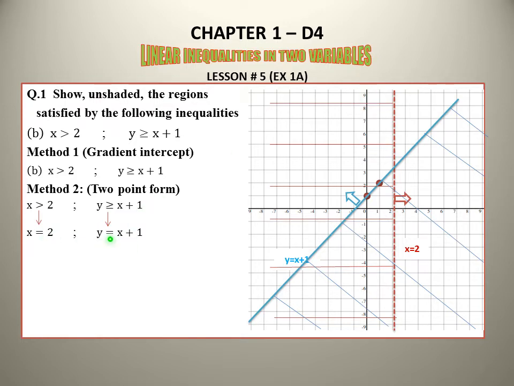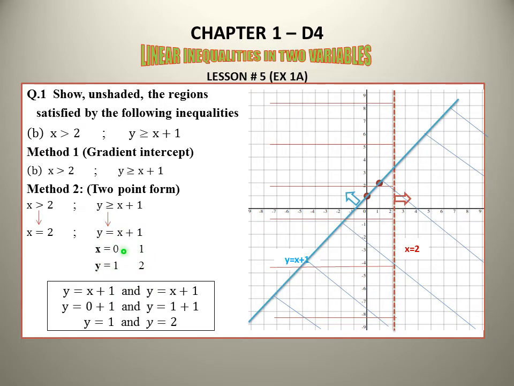Now we will take 2 values of x. I have taken 0 and 1. You can take any value of your choice for 0 and any value of your choice for 1. When you put this value of x in this equation, you will get the value of y, which is 1, and when you put x is equal to 1 in this equation, you will get 1 plus 1, 2. So if you cannot do this mentally, you can perform your working like this.